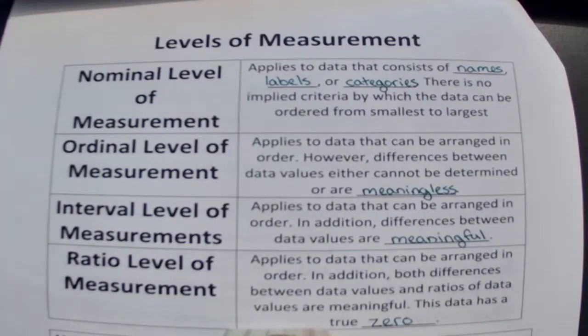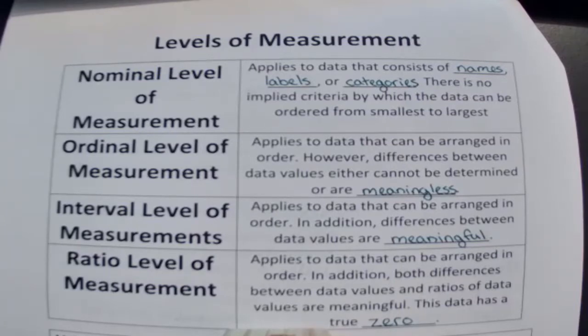So page 2 deals with the different levels of measurement. First one is the nominal level of measurement. This applies to data that consists of names, labels, or categories. There is no implied criteria by which the data can be ordered from smallest to largest. Ordinal level of measurement applies to data that can be arranged in order. However, differences between data values either cannot be determined or are meaningless.